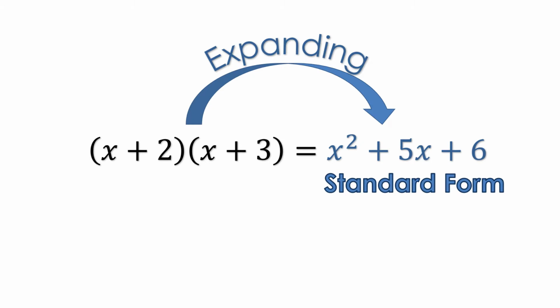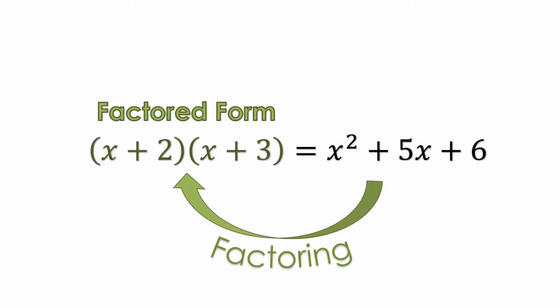So again, going from the quantity of x plus 2 times the quantity of x plus 3 to standard form, where we have x squared plus 5x plus 6, is called expanding. And the reverse process, where we go from standard form, x squared plus 5x plus 6, to the factored form, which is x plus 2 times the quantity of x plus 3, is called factoring. So let's take a look at how we factor.